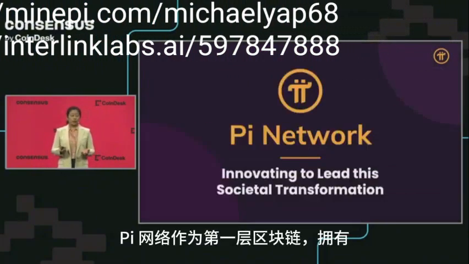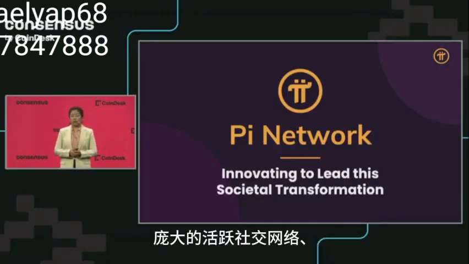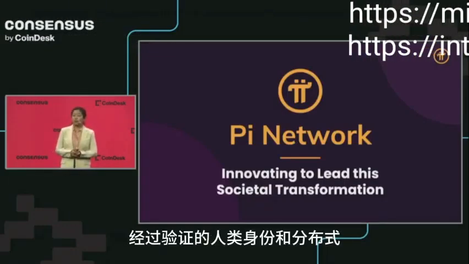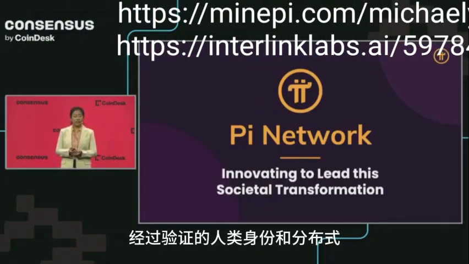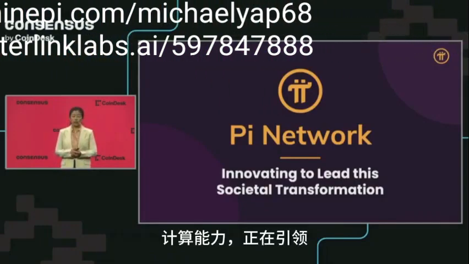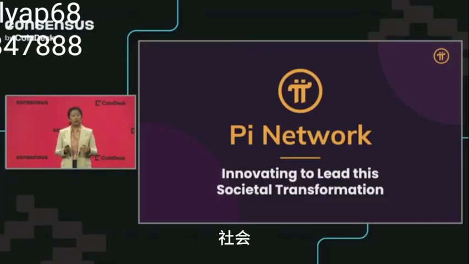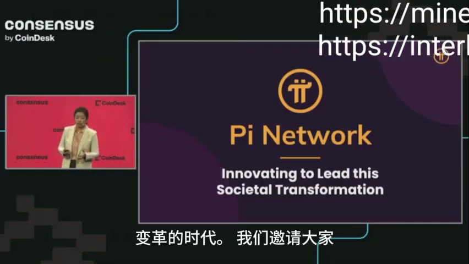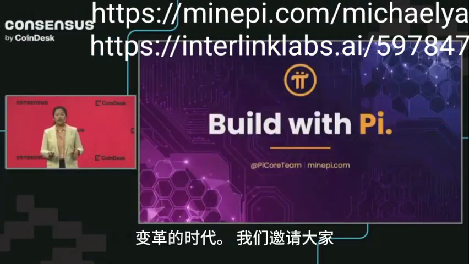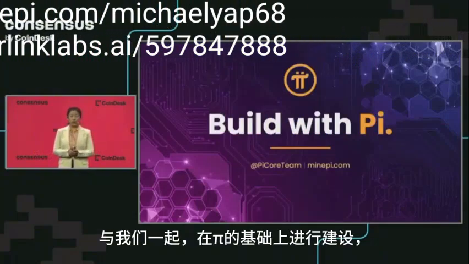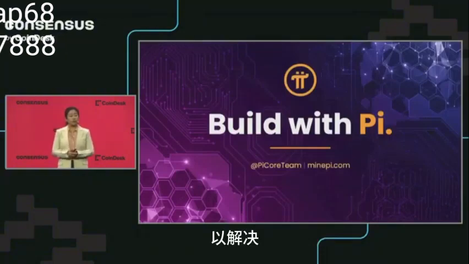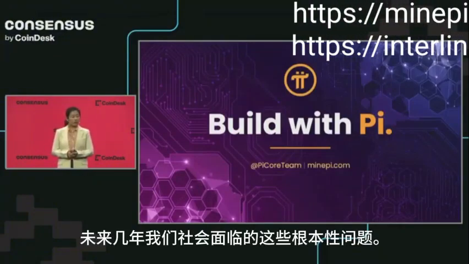Pi Network, as a layer 1 blockchain with its large engaged social network, verified human identity, and distributed computing power, is innovating to lead during this time of societal transformation. And we invite all of you to build with us and build on top of Pi to solve these fundamental problems of our society in the years to come.